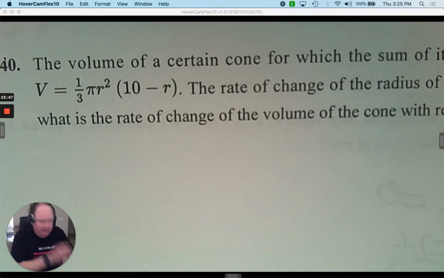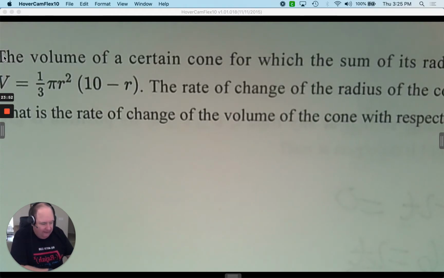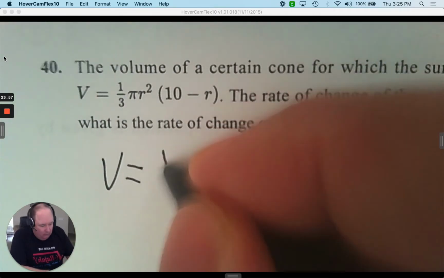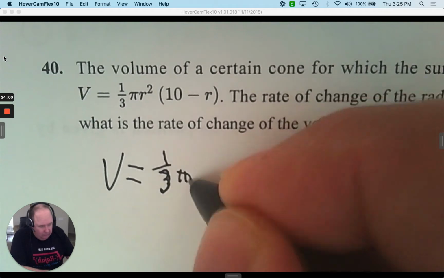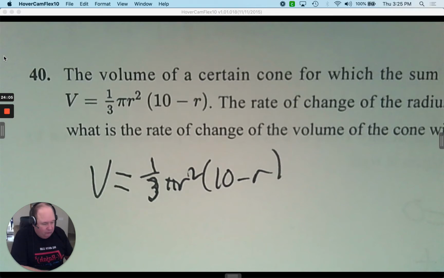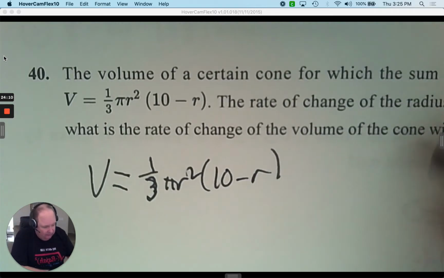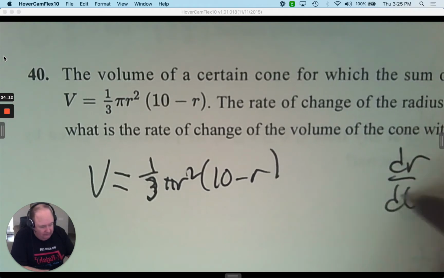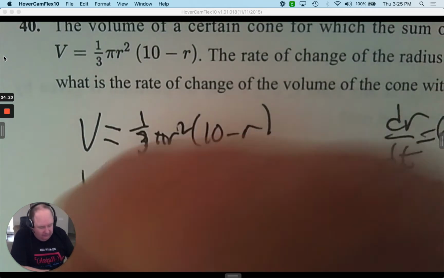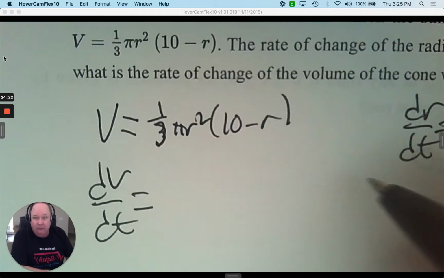The volume of a certain cone for which the sum of the radius r and height is constant is given by this formula. So we have V equals 1/3 pi r squared (10 minus r). You're given that the rate of change of the radius of the cone with respect to time is 6, so dr/dt is equal to 6. And in terms of r, what's the rate of change of the volume? Can you find dV/dt using that formula?